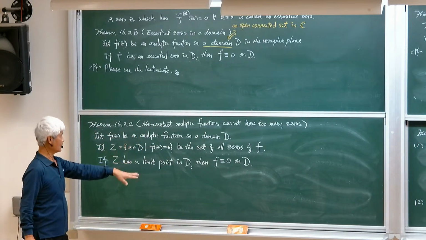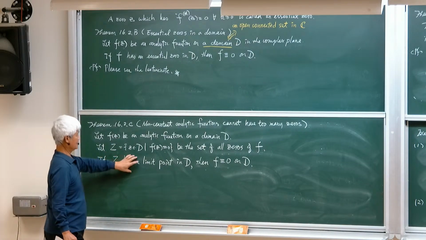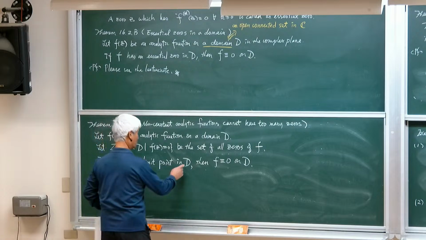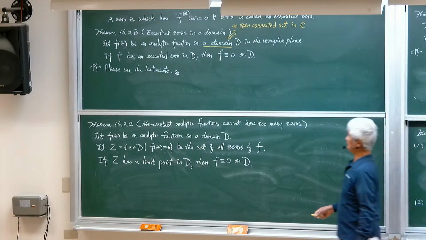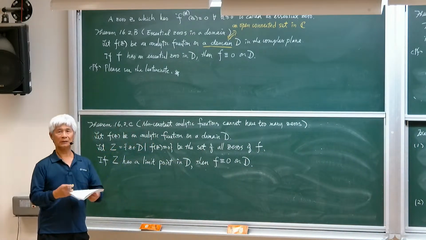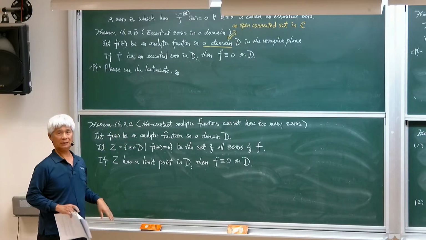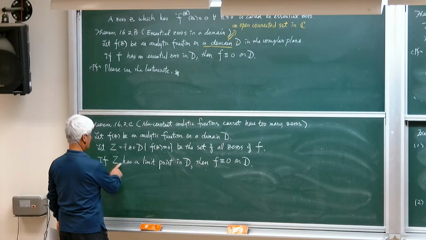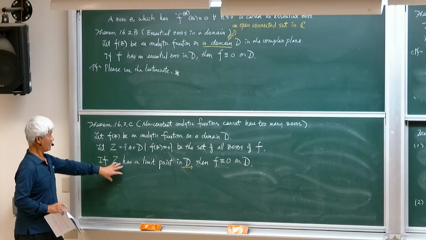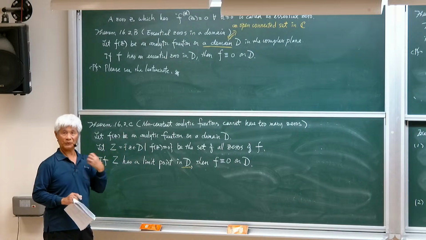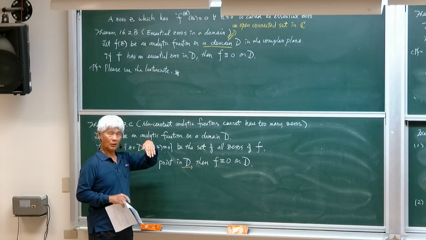And the theorem has another condition: the zero set must have a limit point in D. It's important that it is in D, because a set may have a limit point anywhere in the complex plane, outside of D or somewhere else. The condition that is very important is that Z has a limit point in D, which means Z may have a limit point outside of D, but what we really care about is that Z has a limit point inside the open connected set.